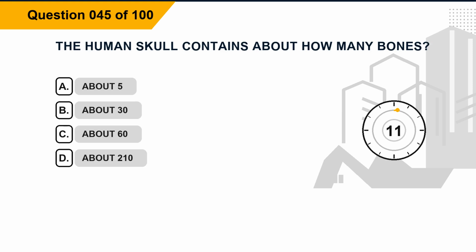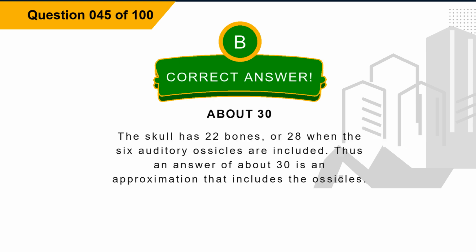Question 45. The human skull contains about how many bones? Option A, about 5. Option B, about 30. Option C, about 60. Option D, about 210. The correct answer is option B, about 30. Explanation. The skull has 22 bones, or 28 when the 6 auditory ossicles are included. Thus an answer of about 30 is an approximation that includes the ossicles.